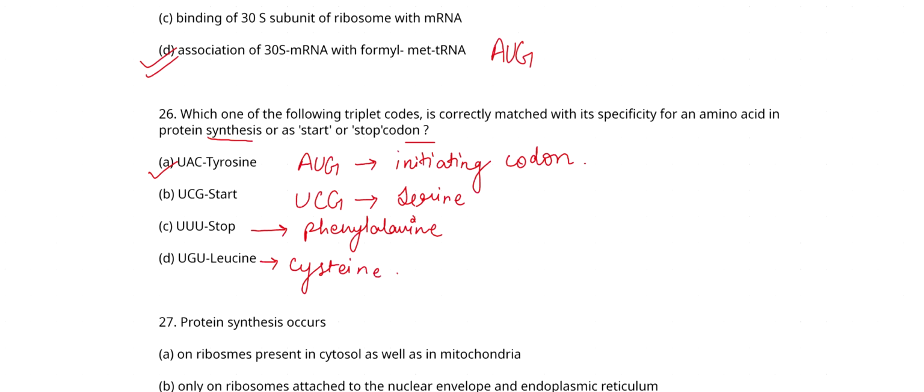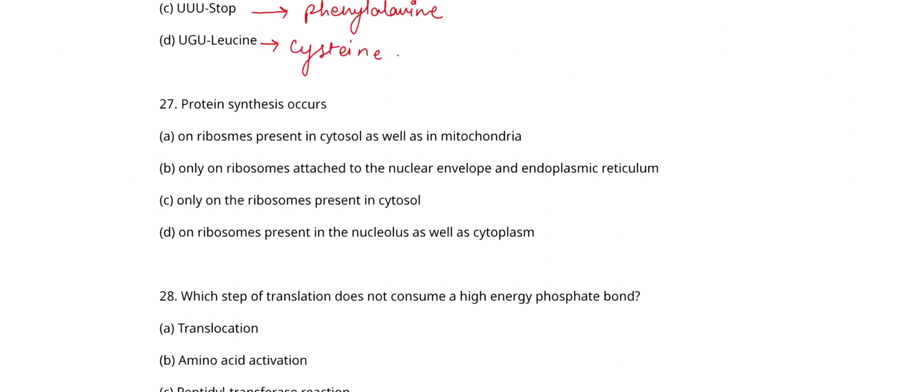Our next question is 27, that is protein synthesis occurs: A, on ribosomes present in cytosol as well as in mitochondria; B, only on ribosomes attached to the nuclear envelope and endoplasmic reticulum; C, only on the ribosomes present in cytosol; and D, on ribosomes present in the nucleolus as well as cytoplasm. Answer will be A, that is on ribosomes present in cytosol as well as in mitochondria. Its explanation is that ribosomes are the site of protein synthesis. We all know that, right? Mitochondria, being a semi-autonomous organelle, has its own protein synthesizing machinery. Okay. So next question is 28.